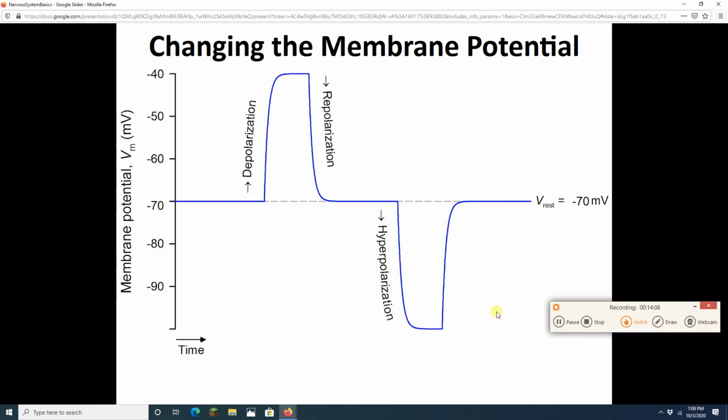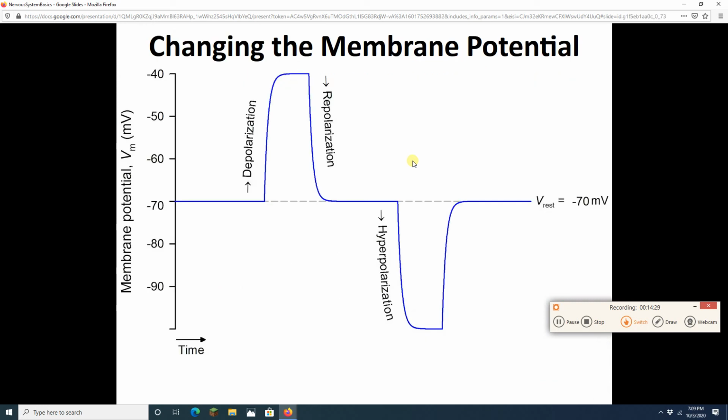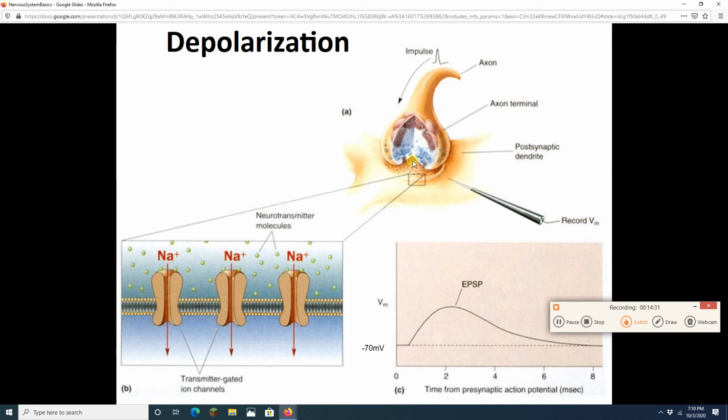All right, so these are ways I can change my membrane potential. And if I go back for a second, remember the electrical signals in the dendrites and soma and in the axon are waves of change. So they're either waves of depolarization or waves of hyperpolarization. We're going to see. Let's keep going.